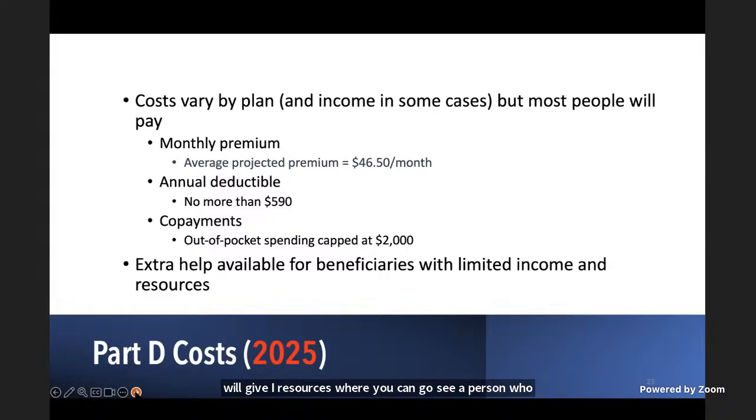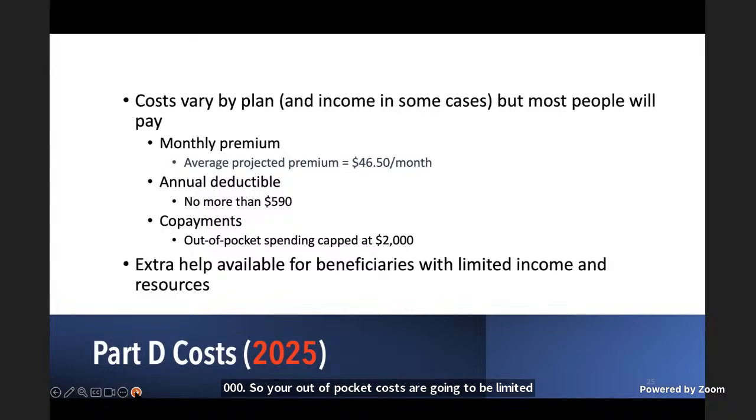But the average monthly premium for a Medicare Part D drug plan in 2025 is expected to be $46.50 a month. Again, this is going to vary by plan. Your annual deductible cannot exceed $590, but there are plans out there that have no deductible. Again, everything is going to vary by the plan. It just can't exceed $590. And then again, beginning in 2025, out-of-pocket spending is capped at $2,000. So your out-of-pocket costs are going to be limited in 2025 under your plan.